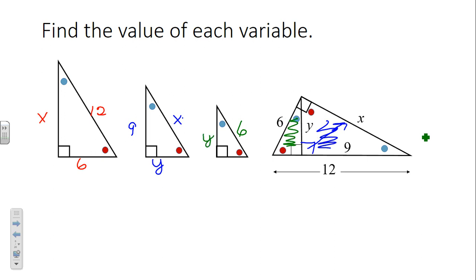And we don't know, well, we do. How long would this piece be? 3. Why is it 3? 12 minus 9, or 9 plus 3 is 12.